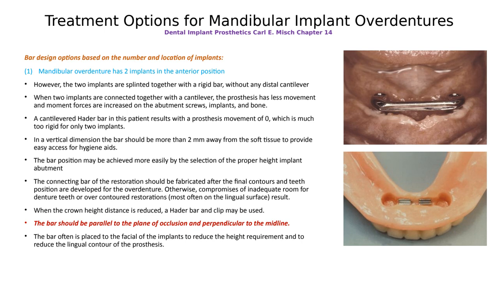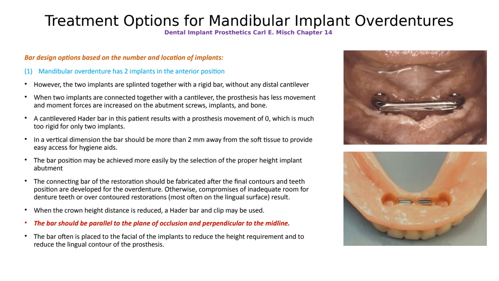So the bars are splinted together with a rigid bar without any distal cantilever of the bar. When two implants are connected together with a cantilever, the prosthesis has less movement, and movement forces are increased on the abutment screw, implants, and bone. So you see how important it is in the design, because now the movement transfers force where we don't really need it, into the abutment screws, implants, and bone.